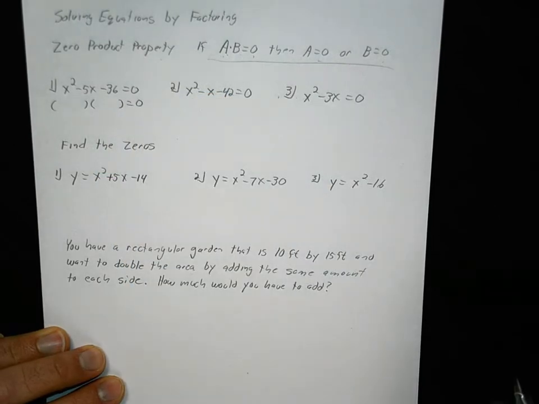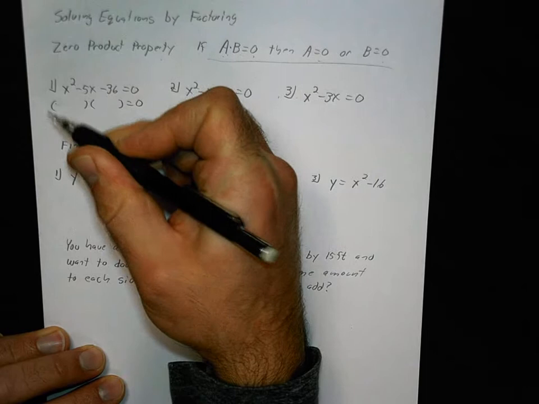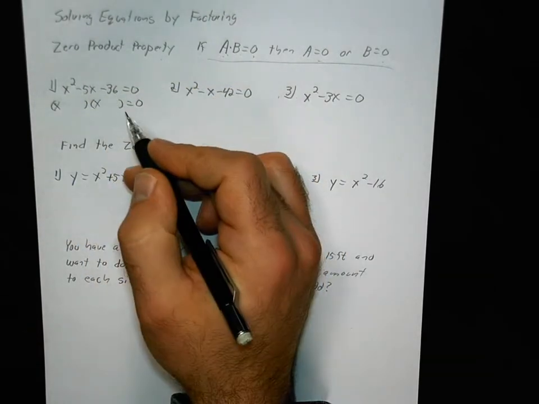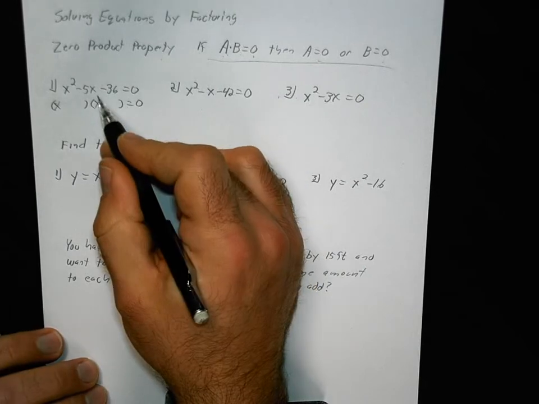Okay, so let's factor this. Two numbers that multiply to get negative 36 that add up to negative 5.